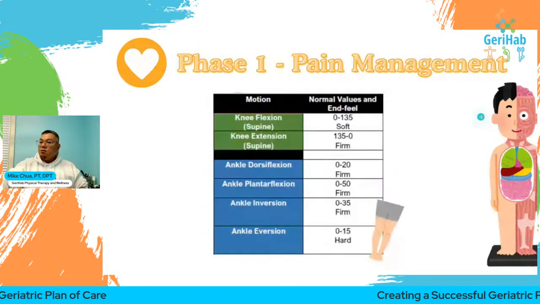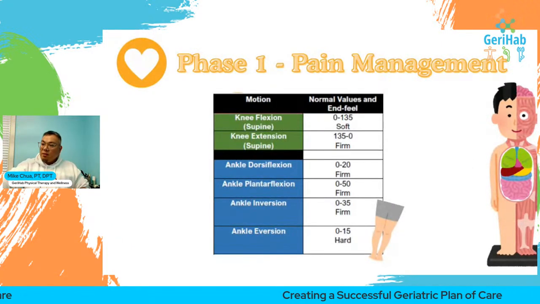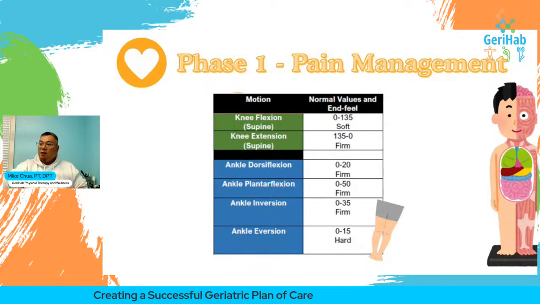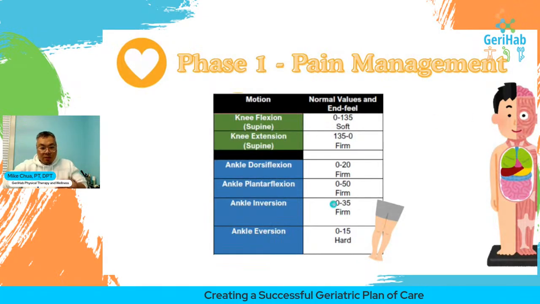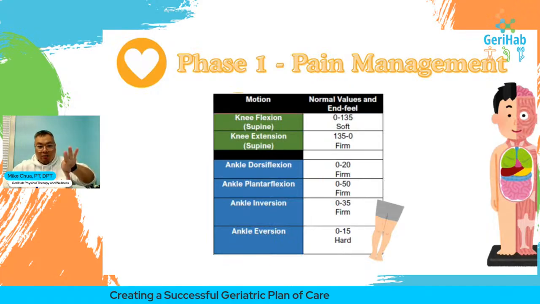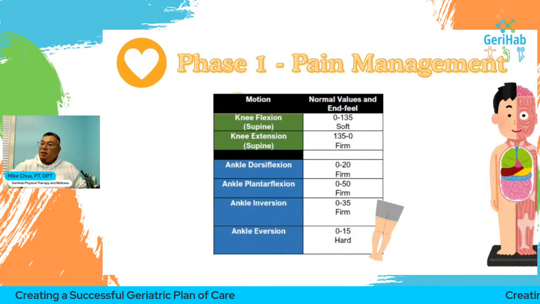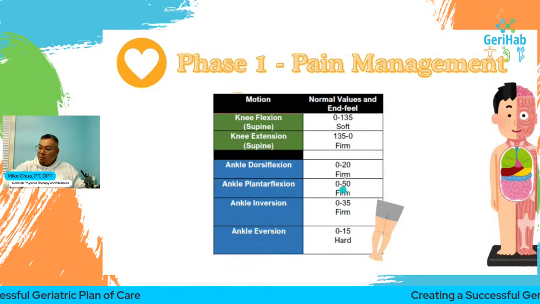Knee flexion. Supine needs to be soft, but like we already talked about, if it's empty, if they're hurting, there's something going on. It could be tight. Dorsiflexion, most are firm except for eversion. Eversion is hard because the lateral malleolus is hitting the talus there. But most of them are firm.